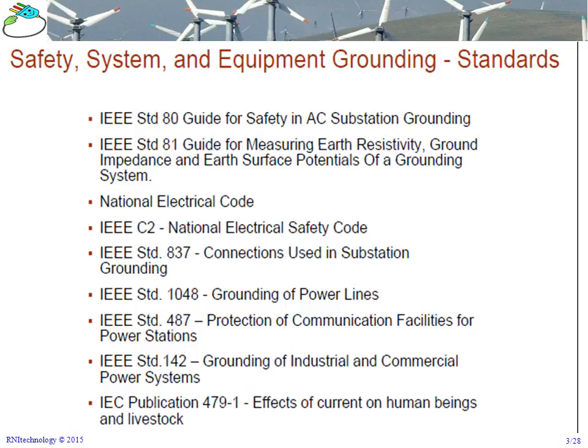Also, having an appropriate grounding design is a good way of protecting communication facilities for a power station. In this case, you refer to IEEE Standard 487. If you do a grounding design for industrial or commercial power systems, you refer to IEEE 142. So this is not related to substation grounding. It's only for industrial and commercial. If you do a grounding design outside of North America, you refer to the European standard or the IEC publication 479-1, which is entitled Effect of Current on Human Beings and Livestock.